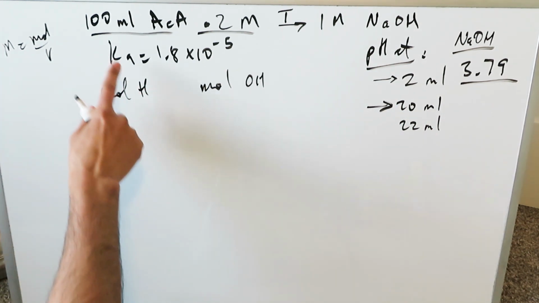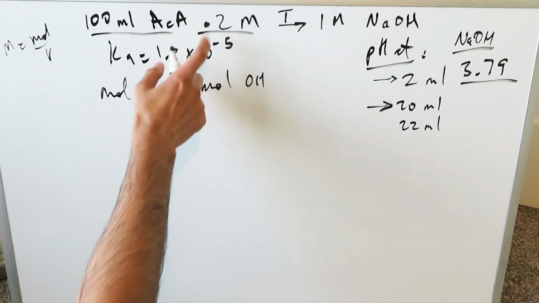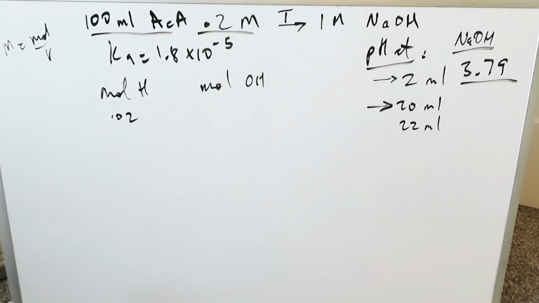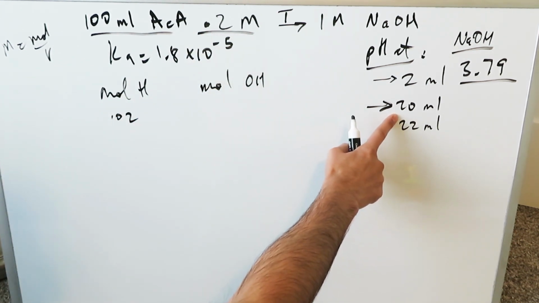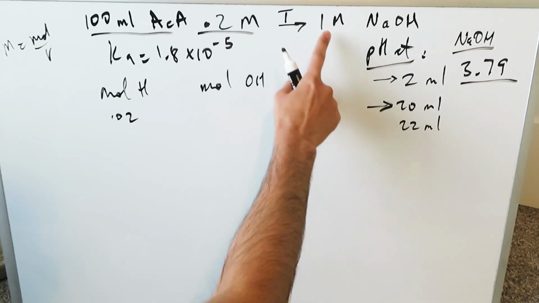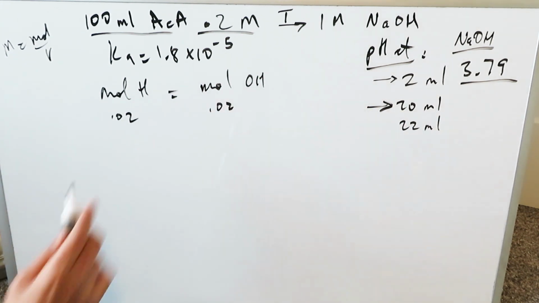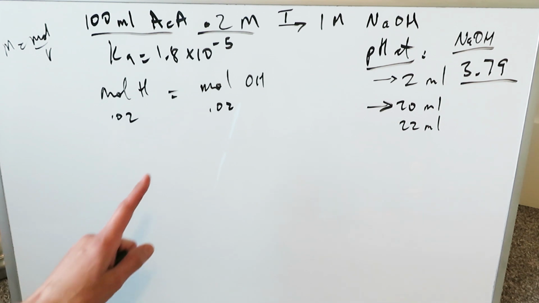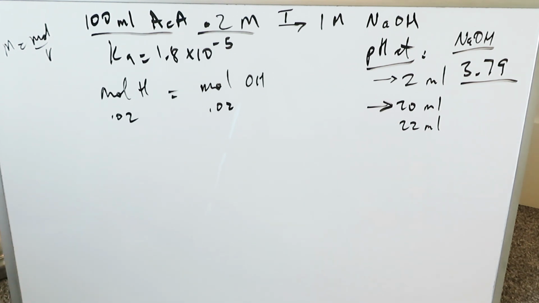Well, convert everything into moles. I have 100 ml, which is 0.1 liters, times that. I have 0.02. 20 ml, which is 0.02 liters, times that. I have a 0.02. We have a situation here of equivalence point. The species in terms of their moles are equal to each other.